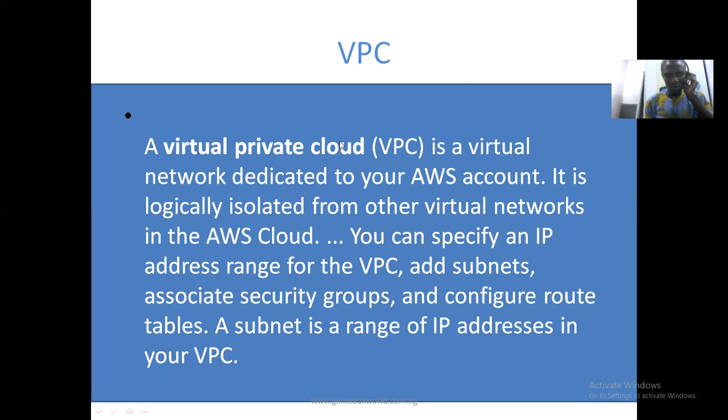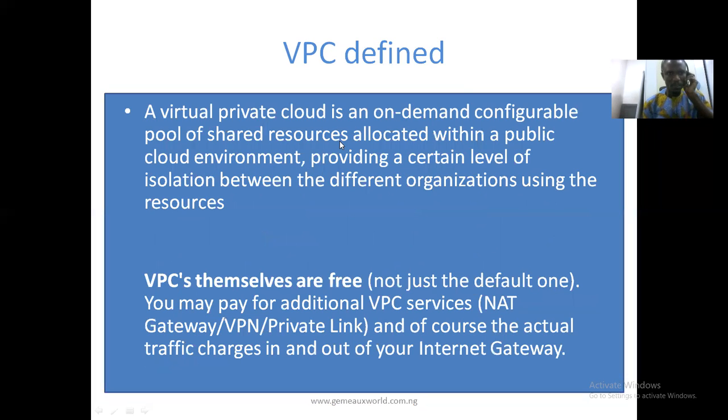So let's just rush through the literature while we're moving. A virtual private cloud is an on-demand configurable pool of shared resources allocated within a public cloud environment, providing a certain level of isolation between the different organizations using the resources. I'm just trying to explain what I said before. It's a way of isolating myself. Meaning that I'm using my own subnet, and I'm only connected to my own resources. If you are using your own subnet, you're also connected to your own resources.